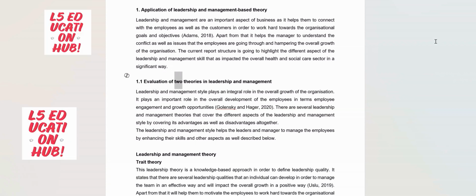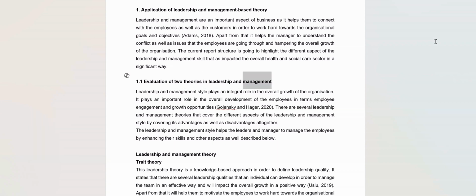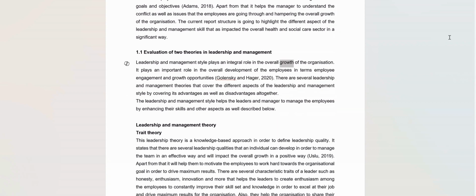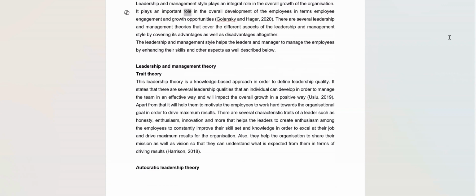1.1 Evaluation of two theories in leadership and management. Leadership and management style plays an integral role in the overall growth of the organization. It plays an important role in the overall development of the employees in terms of employee engagement and growth opportunities, Galensky and Hager, 2020. There are several leadership and management theories that cover the different aspects of the leadership and management style by covering its advantages as well as disadvantages altogether. The leadership and management style helps the leaders and managers to manage the employees by enhancing their skills and other aspects as well, described below.